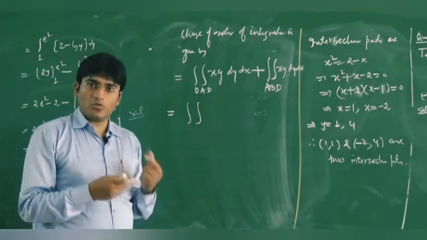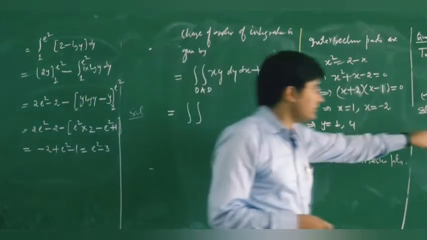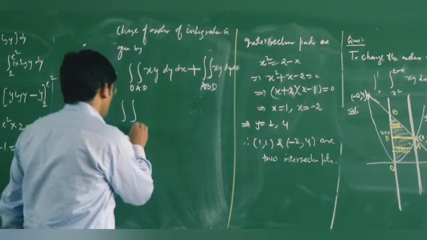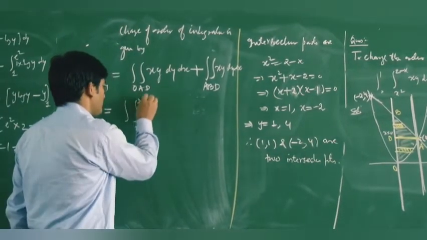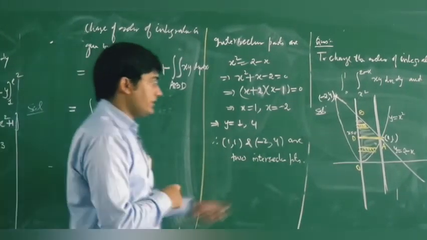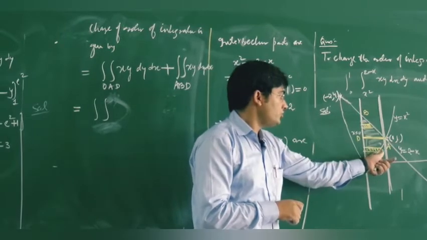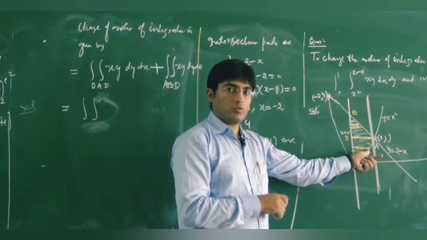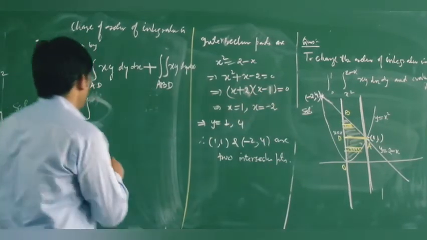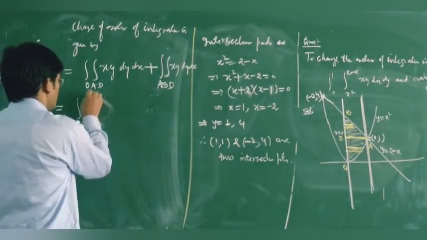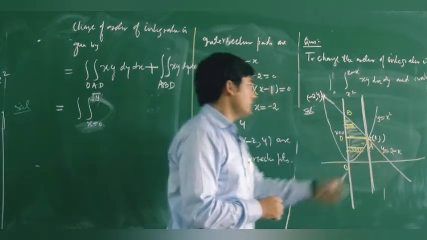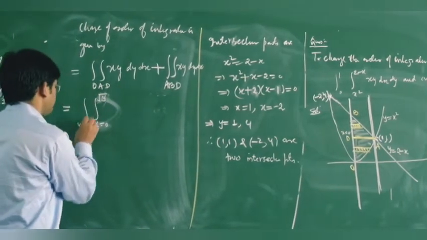Now we need the limit of x in terms of y. So here you can see that your x is 0, and at this point your x is 2 minus y. So the values of x from 0 to 2 minus y, this is your OAD. Now for OAD, your x will be from 0 to this point. Now this point is on the parabola, and here we have x as square root of y. So your x will be from 0 to square root of y, and your y will be from 0 to 1. So we have y as 0 to 1.